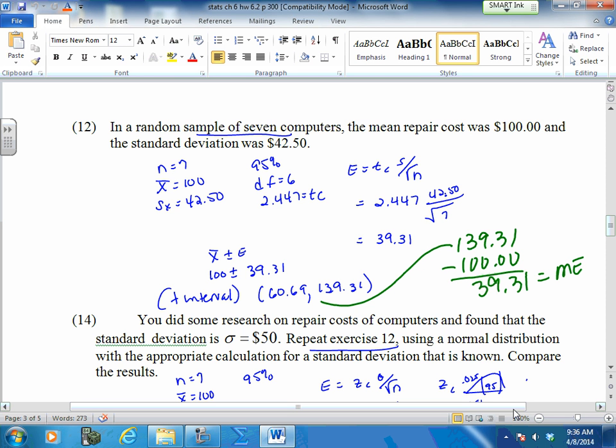Go to STAT, go to TESTS, and go to T-Interval or Z-Interval, and then go to Stats, not the Data option, and then put your information in. If we do that on the test? I just want your steps, because if you do a T and not a Z, and I don't see it, everything is wrong. So I need to see what you put in.